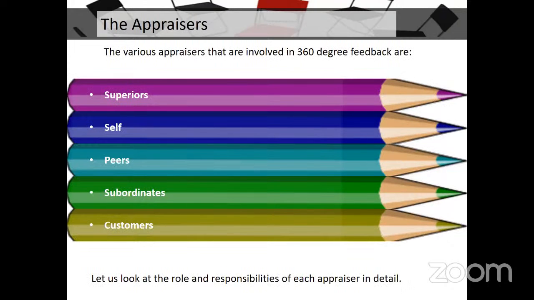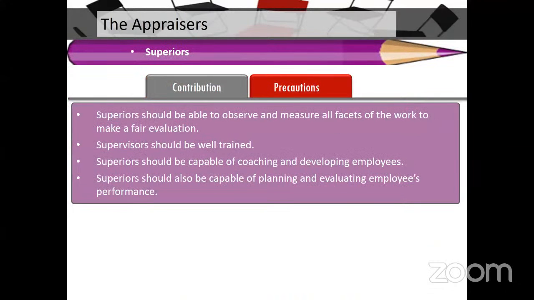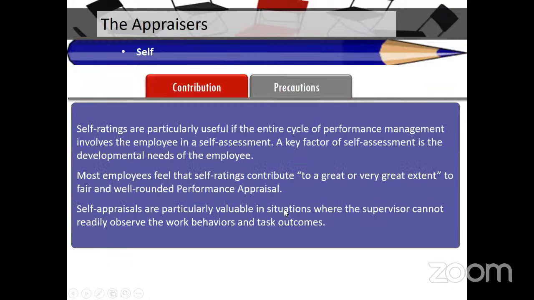Okay. Then the various appraisals that are involved in the 360 degrees, and I think we have discussed this in detail. We discussed that in terms of the superiors, one, we need to be able to observe and measure all that entails at work. We should be trained in coaching and developing employees. We should know how to evaluate our employees' performance. If it's a self-appraisal, that's a person, and all of us are candidates of this, because if you have this system, we'll also have to evaluate ourselves and our contribution.